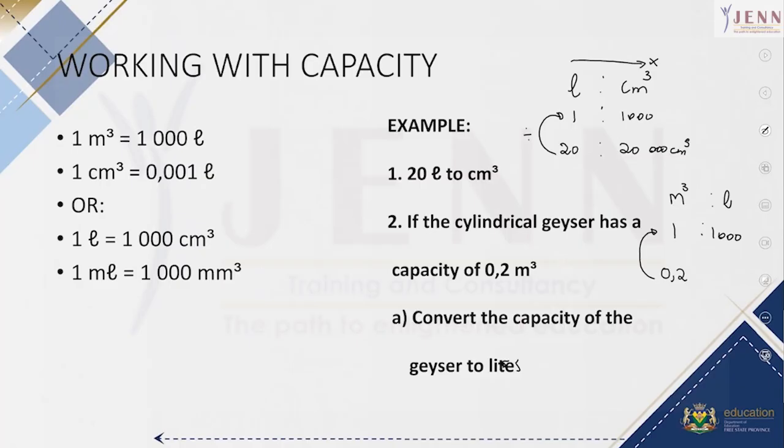Remember, the order doesn't matter. You can put cubic meters on the right or on the left. It doesn't matter, but what is important is that the units must be in line. So 0.2 divided by 1 is still 0.2. Then you multiply 0.2 by 1,000. Then you get 200 liters. That will be your answer. So I think now we are done with working with capacity.